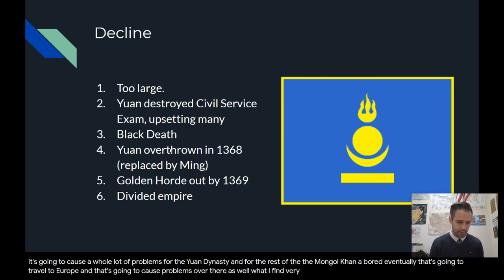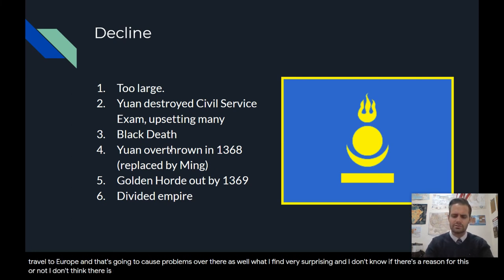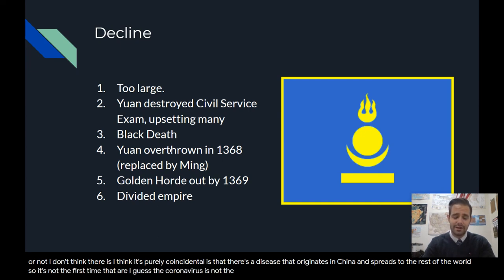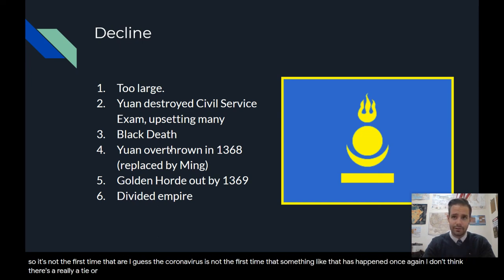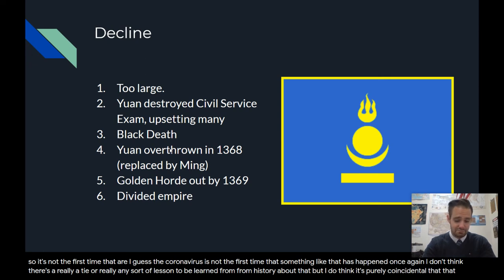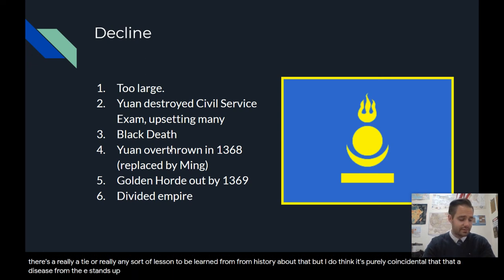What I find very surprising, and I don't know if there's a reason for this or not, I don't think there is, I think it's purely coincidental, is that there's a disease that originates in China and spreads to the rest of the world. So I guess the coronavirus is not the first time that something like that has happened. Once again, I don't think there's really a tie or any sort of lesson to be learned from history about that, but I do think it's purely coincidental that a disease from the East ends up affecting the entire world. We're going to stop there with our lecture today.